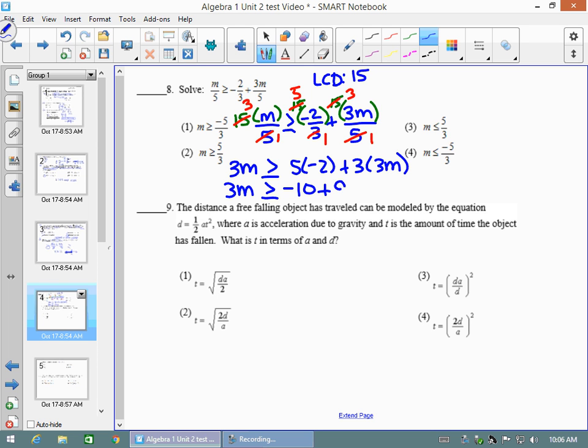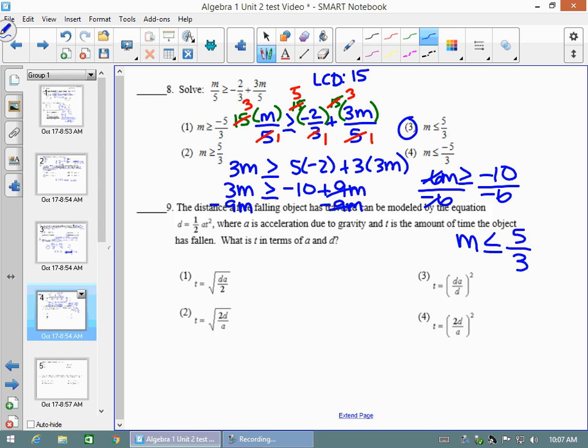Okay, if I subtract the 9m on both sides, 3 minus 9 is going to give me negative 6m, which is greater than or equal to negative 10. If I divide by negative 6, now because I'm dividing by a negative, remember my inequality has to change direction. So instead of greater than or equal to, it's going to be less than or equal to. A negative divided by a negative is a positive, and 10 divided by 6 can simplify to be 5 over 3. So m is less than or equal to 5/3. That's choice 3 for number 8.